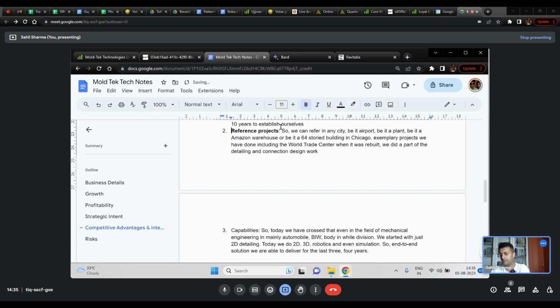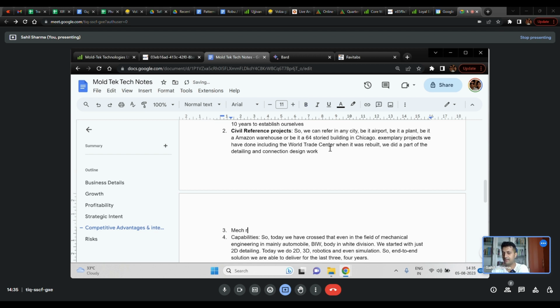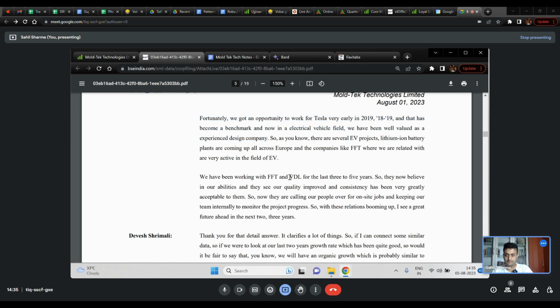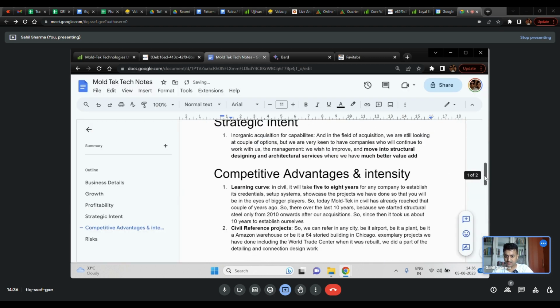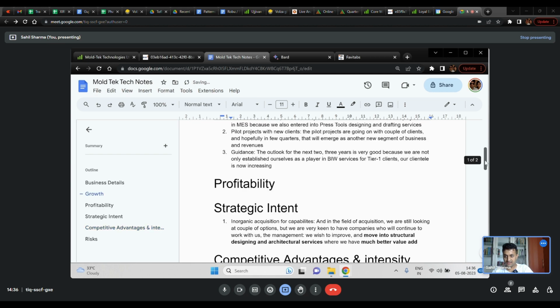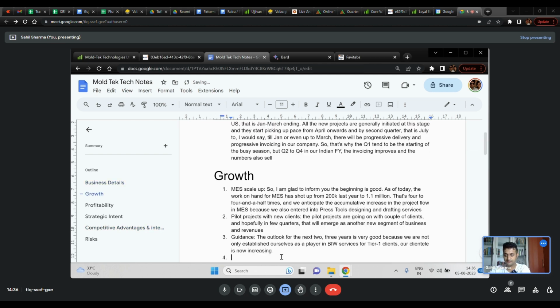So this was civil reference projects, and then we can capture mechanical reference projects as well, right? And then they say that we have been working with FFT and VDL for the last 3 to 5 years. Now they see the quality, and there's acceptability, and they're calling our people to the site as well, right? All of these are important drivers of the growth. So this is why we read concalls, so that we can capture details like these.